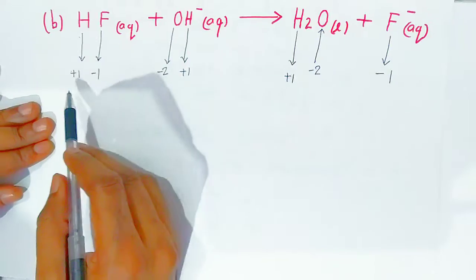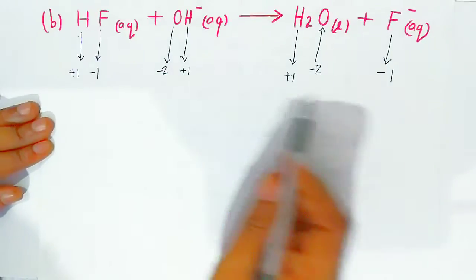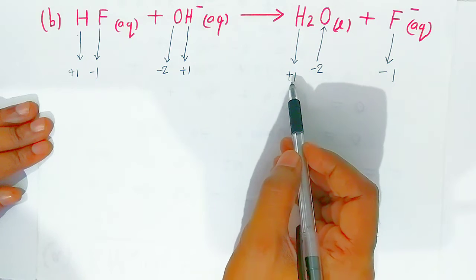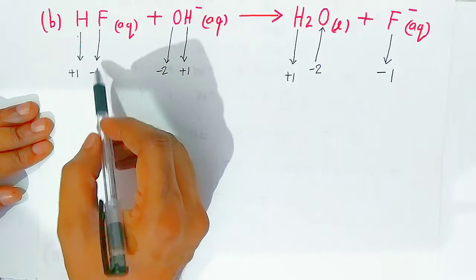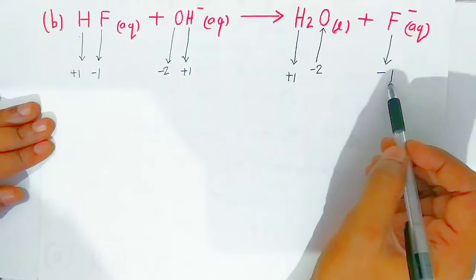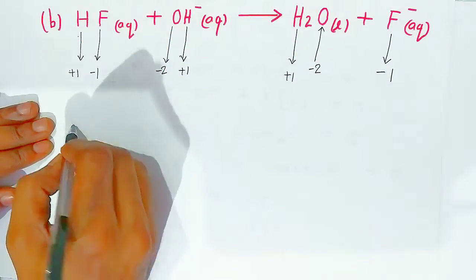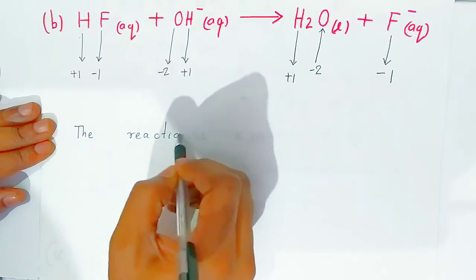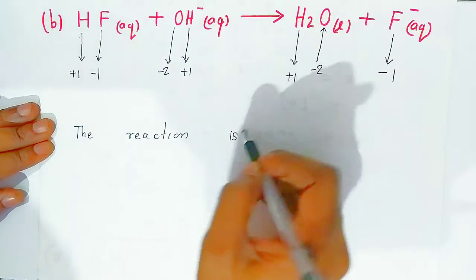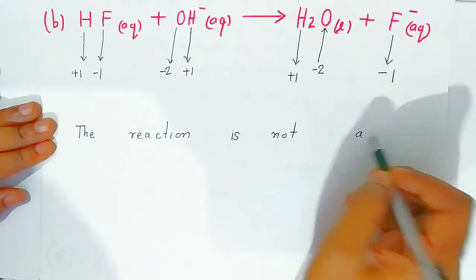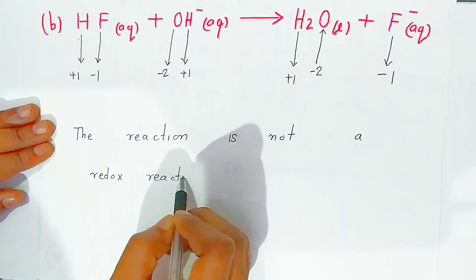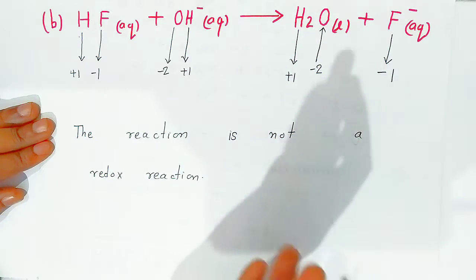Now students, can you see whether the oxidation number is increasing or decreasing? In HF, hydrogen is +1, fluorine is -1. Here you have hydrogen +1 only, fluoride -1, here also you have -1. That means this reaction is not a redox reaction. This is not a redox reaction. Okay students, this way we can identify whether the reaction is a redox reaction or not.